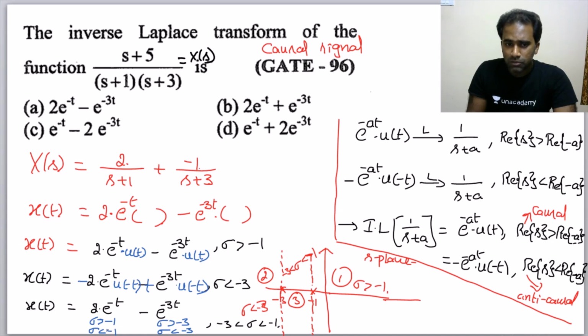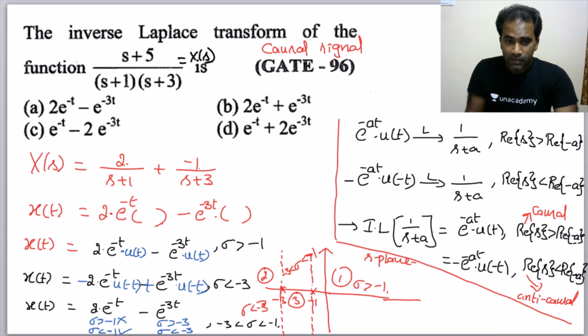So tell me which among these two could have been intersected with one of these two to get this ROC, or, the other way of telling it, which among these two is having intersection with this? Sigma greater than -1 does not have intersection. Sigma less than -1, yes, it is having intersection with this. The first one is not having intersection, the second one is having intersection.